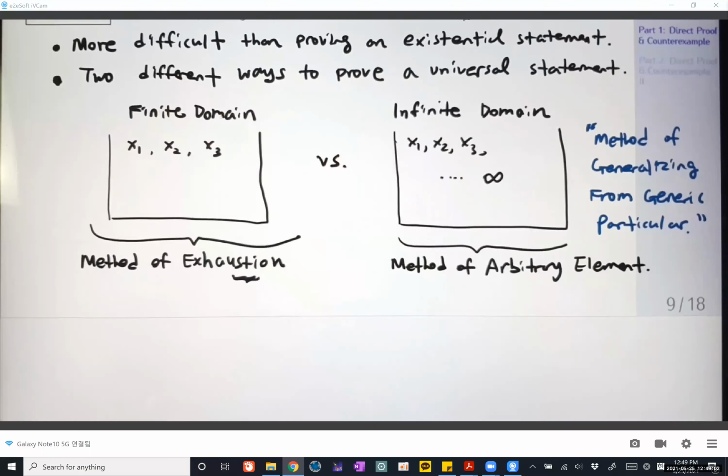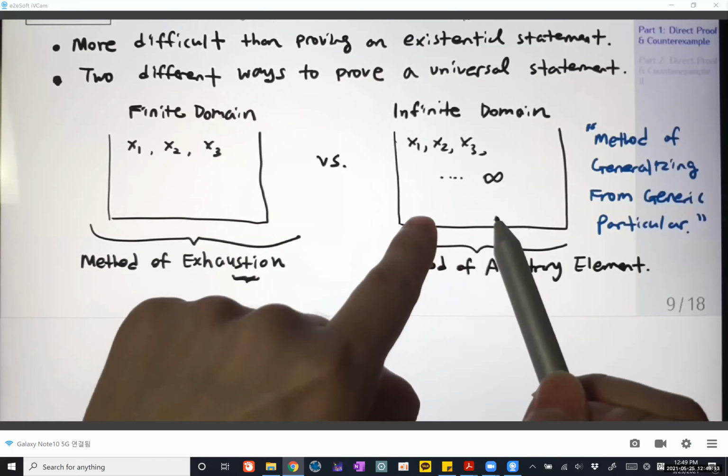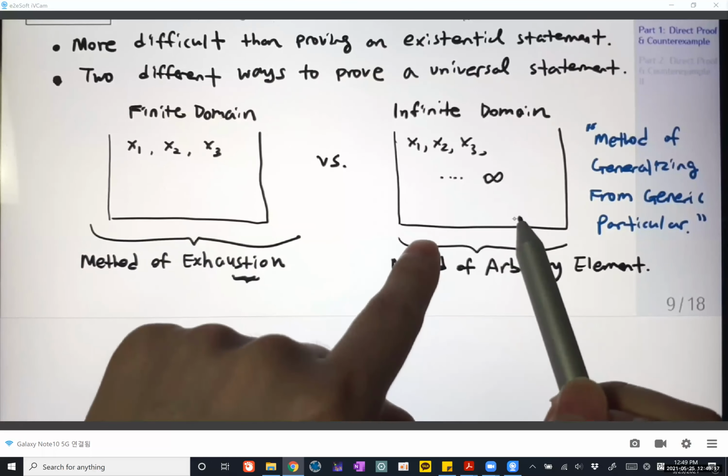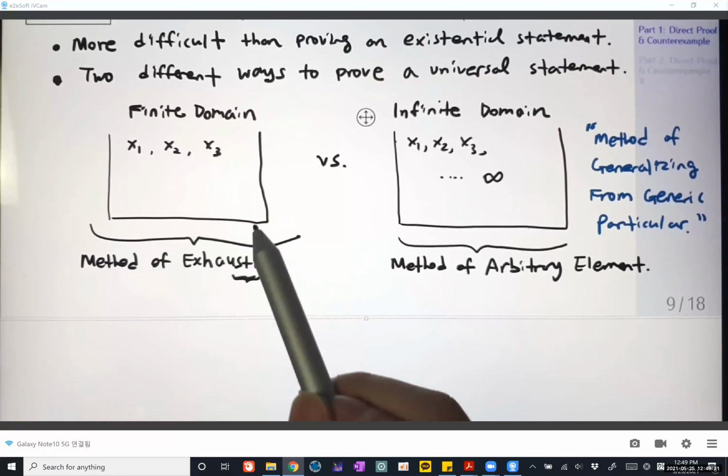Do you understand so far? For this infinite case, I'm going to practice how to do this using an example. For the finite domain, I also have one example, and it's coming up right now.